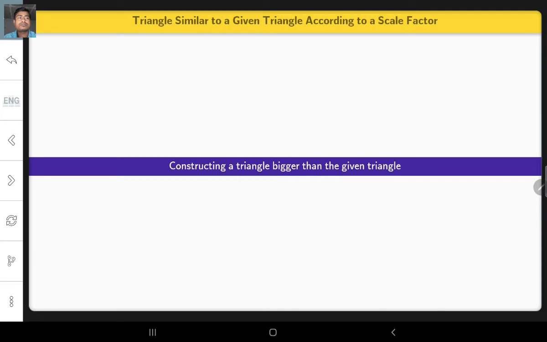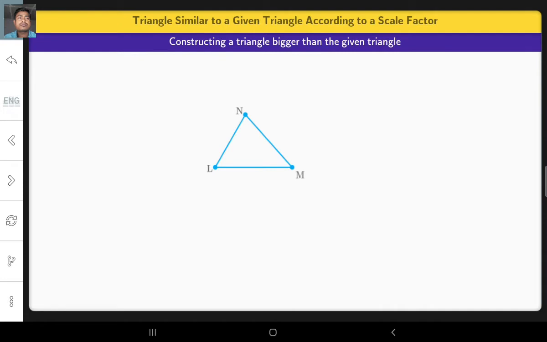Constructing a triangle bigger than the given triangle. Now, let's construct a triangle similar to the given triangle LMN with scale factor m by n. Take any side of triangle LMN as the base. Here, let's take LM as the base of triangle LMN. Draw acute angle MLX at the point L below the base LM.